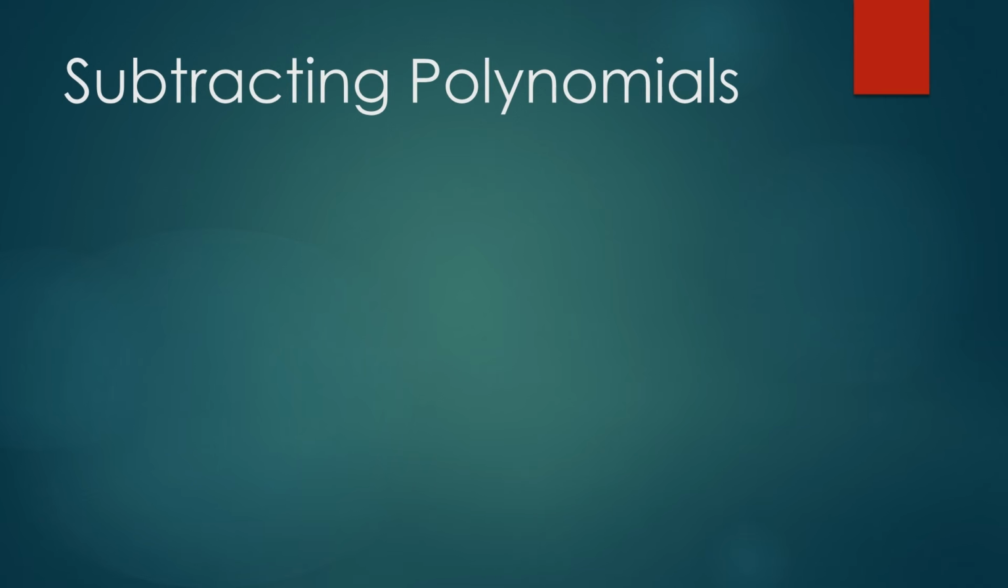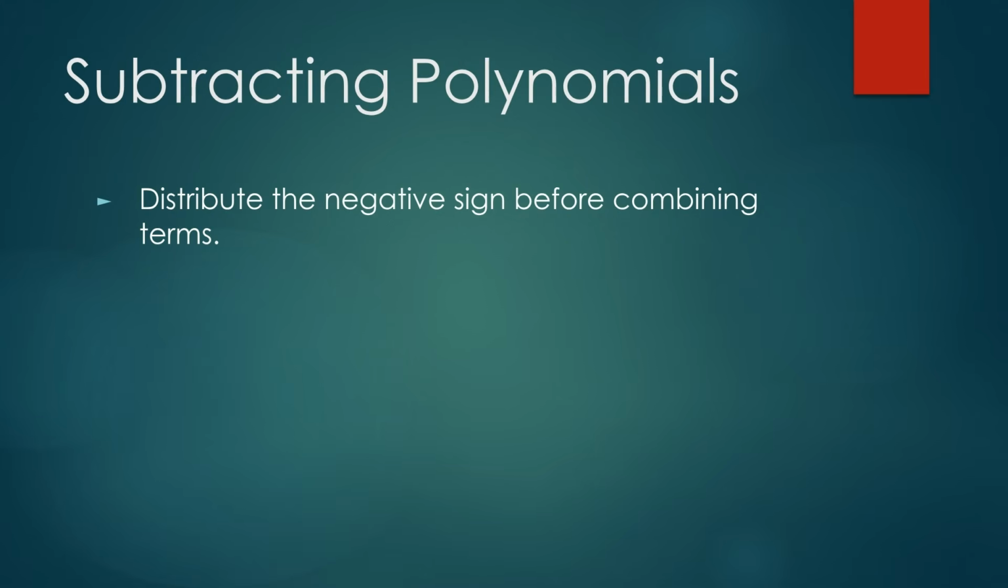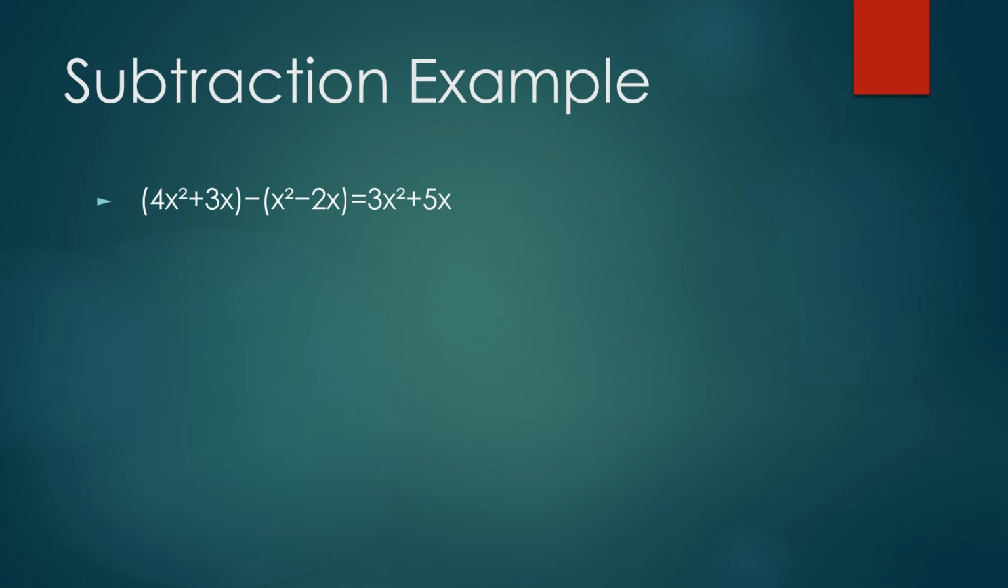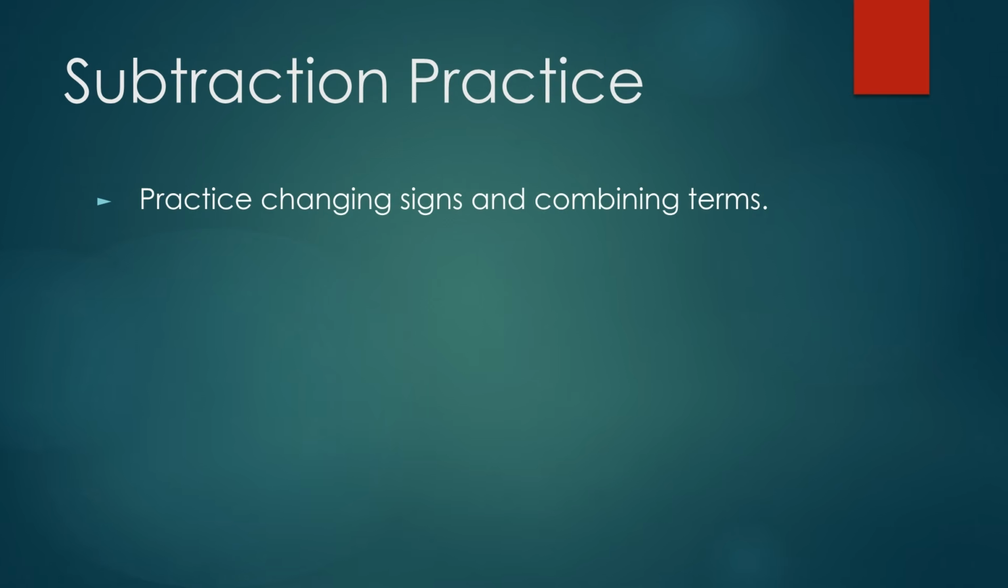For subtracting polynomials, remember to distribute the negative sign to all terms in the subtracted polynomial before combining like terms. For example, subtracting x² − 2x from 4x² + 3x yields 3x² + 5x after distributing the negative sign. Practice subtraction by changing the signs of the second polynomial and then combining the terms.